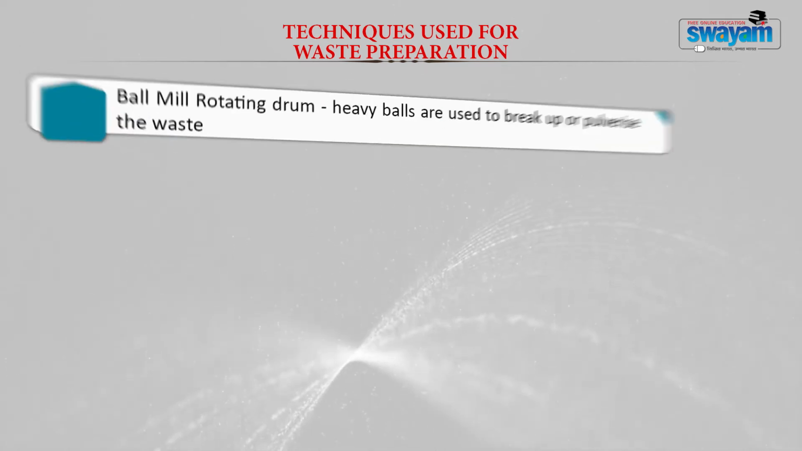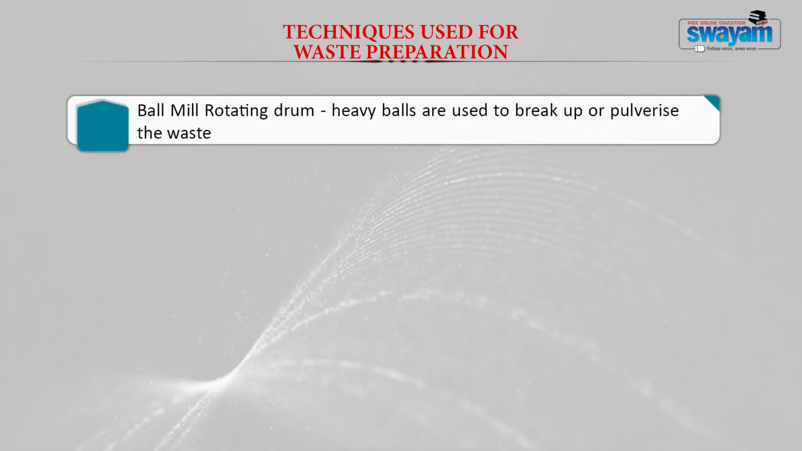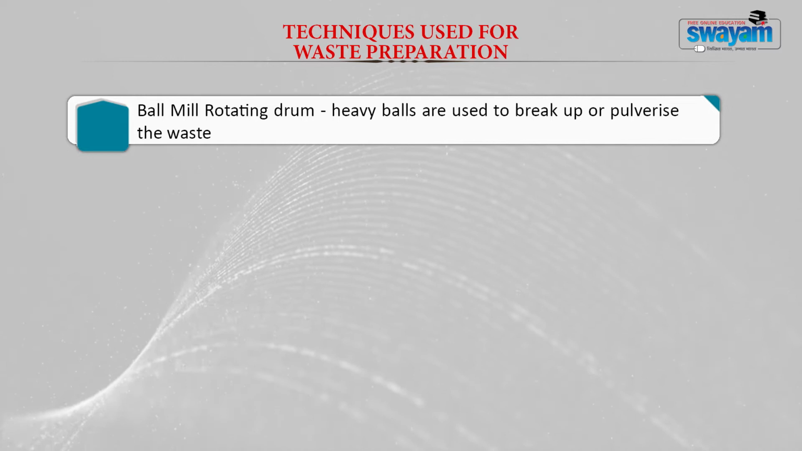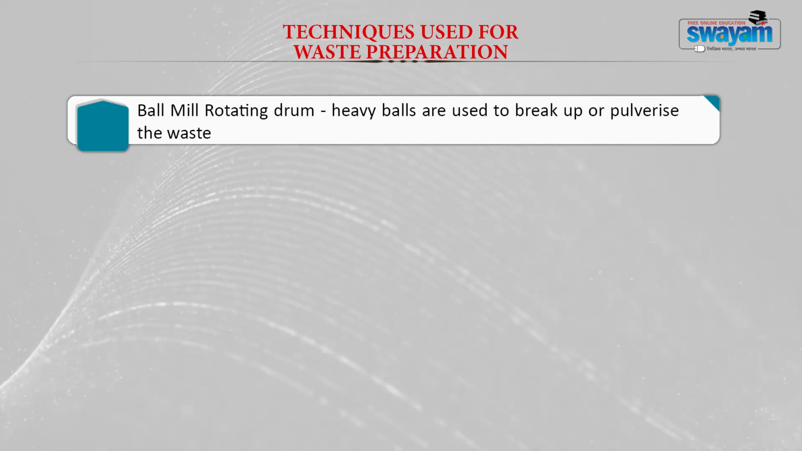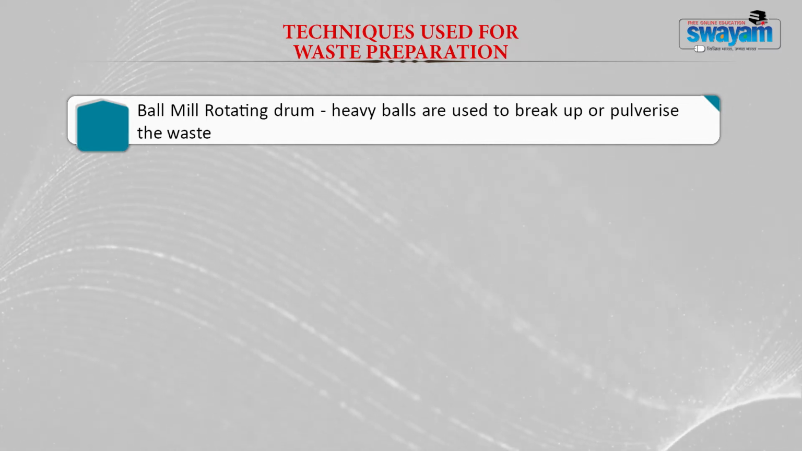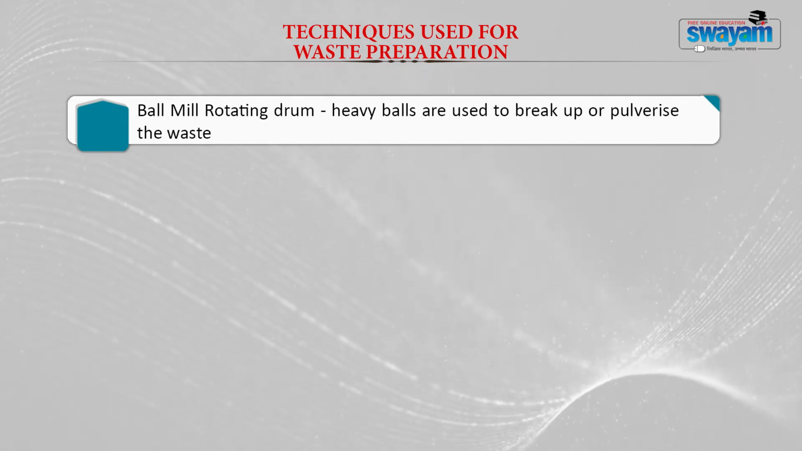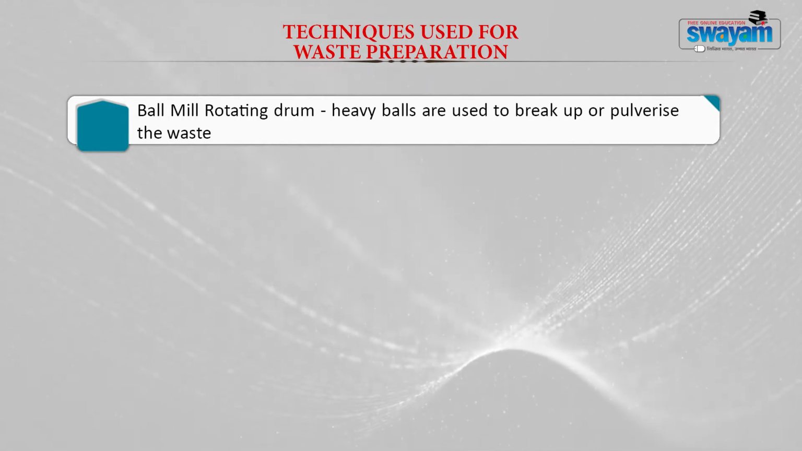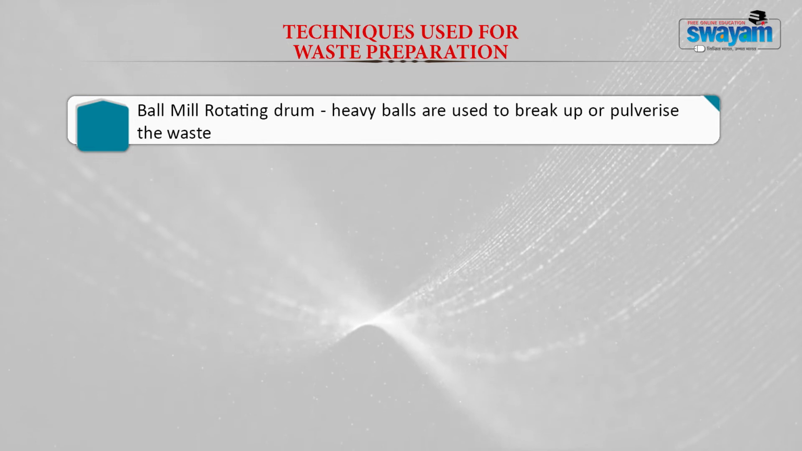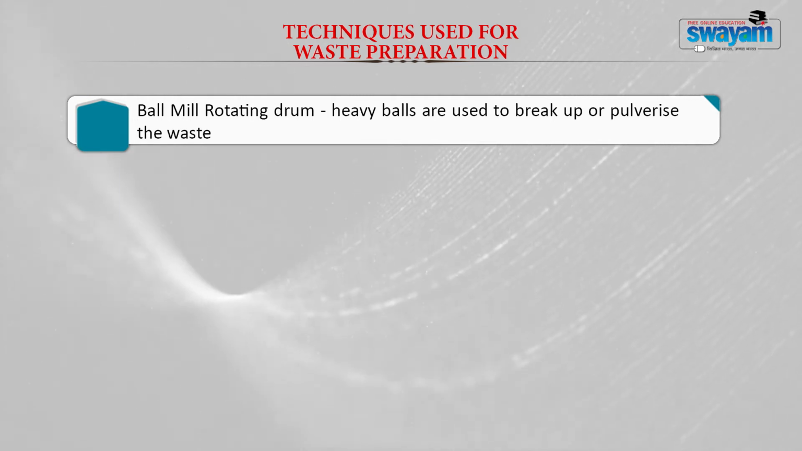Now, the ball mill rotating drum is also used as a technique for preparing your waste. Here you will have heavy balls which will be rotating inside the drums, and during the process of rotation they will pulverize or break the waste.